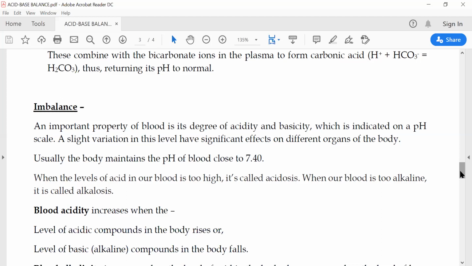So we have to always maintain this particular pH. Now, if the level of acid increases in the blood, then it is called acidosis. That is one imbalance. Or if the amount of base increases in the blood, then it is called alkalosis. So that is another type of imbalance.